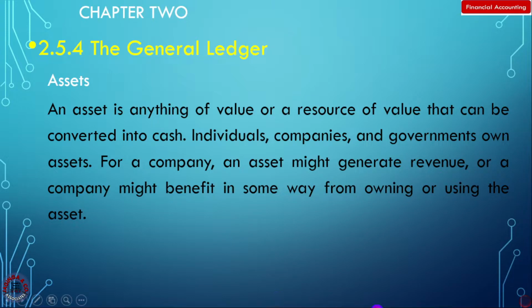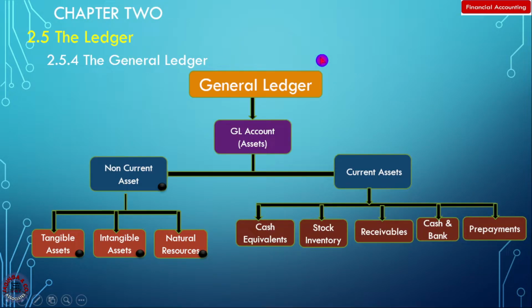And then we are also saying that, so now this is an overview of what assets is all about. Under assets, we have non-current assets, and then we also have current assets. Under non-current assets, we have tangible assets, intangible assets, and then also natural resources. So when we talk about non-current assets, what do we mean?